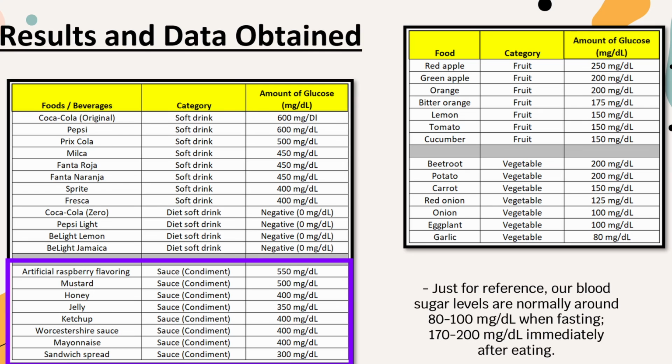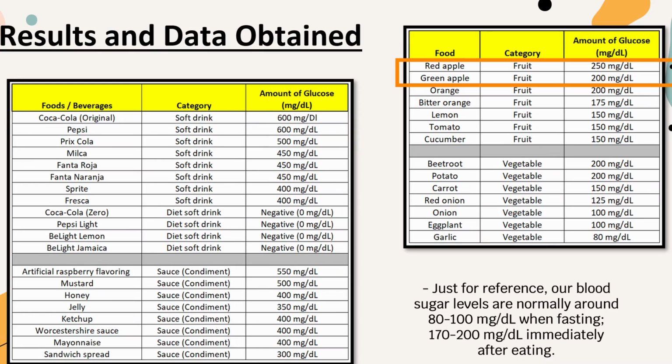Further, our results determined that substances like honey, jelly, mustard, mayonnaise, and other sauces do contain high amounts of glucose, with some of them even measuring up to 550 milligrams per deciliter. While with fruits, we found that red apples have more sugars than green ones, hence why they taste sweeter. Now overall, we found that fruits and vegetables do not have a considerable amount of sugar. For instance, a red apple measured 250 milligrams per deciliter of sugar.